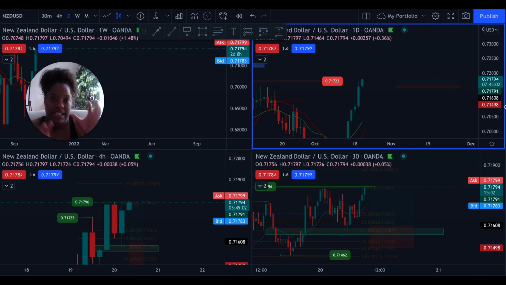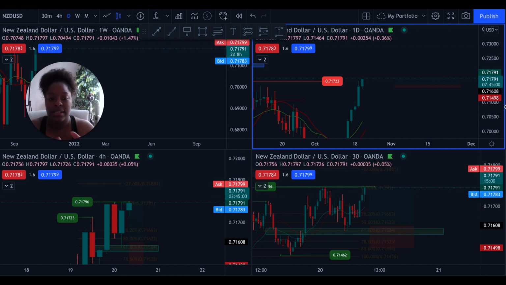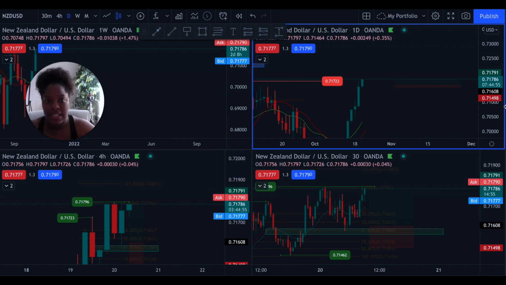Now, if you listen to the placement of both currencies, then you will hear that the common currency they have is the New Zealand dollar. So let's go ahead and get into the analysis.